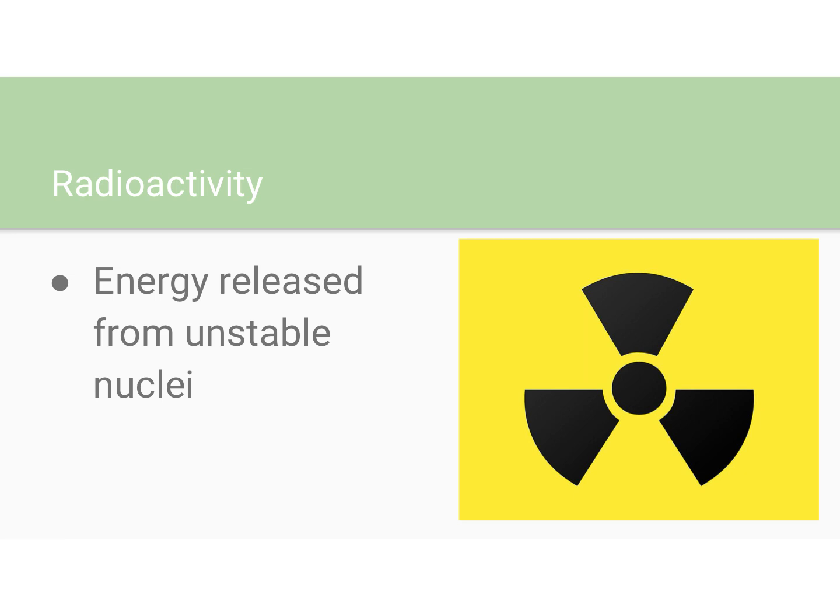So first, let's just start off by defining what radioactivity is. Radioactivity is just when energy is released from an unstable nuclei. So some elements have nuclei that are unstable, which means they're naturally going to break down until they reach a stable nuclei. And during this process of breaking down, energy is released. And so that energy is what we refer to as radioactivity.